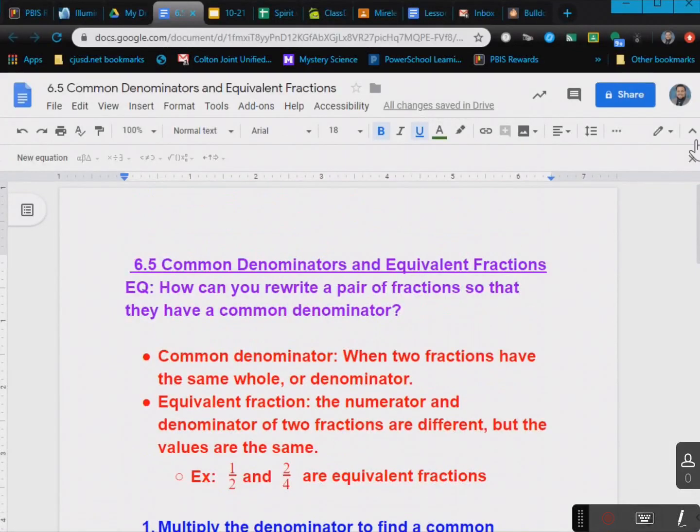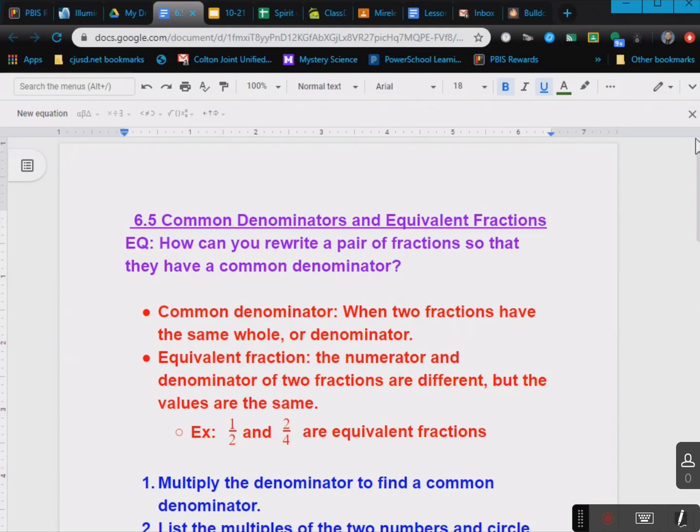Hello everyone, welcome to 6.5, Common Denominators and Equivalent Fractions. The essential question is, how can you rewrite a pair of fractions so that they have a common denominator?